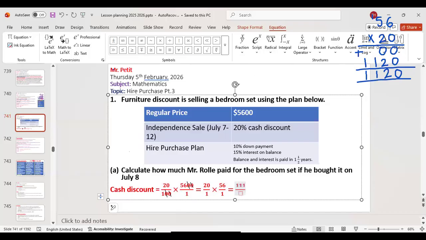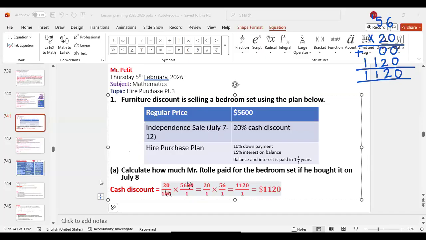Now, is that the amount that he's going to pay? Is this the amount that he's going to pay? What y'all think? No. So what is this? This isn't the amount that he's going to pay. This is the what? Cash discount. This is the discount. Very good.